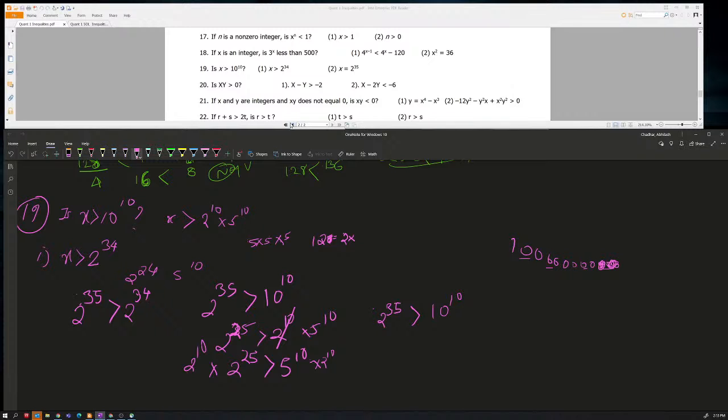So 2 power 10 is around 10 cube. So 2 power 30 would be around 10 power 6. No, 10 power 9, right? And 2 power 5 would be like 10 power 9. It is like at least 10 power 10.5 kind of, right? I know 10.5 is not there.